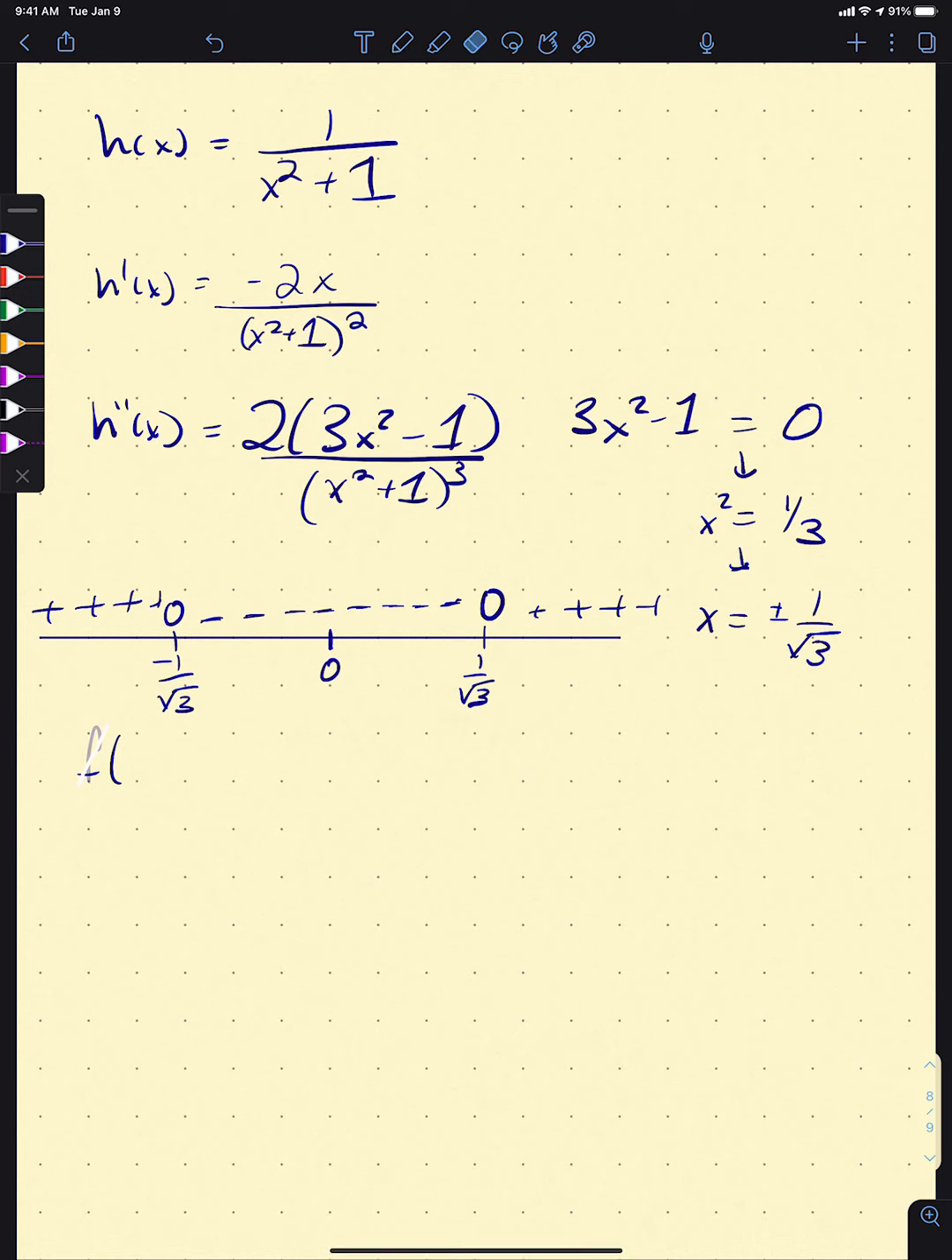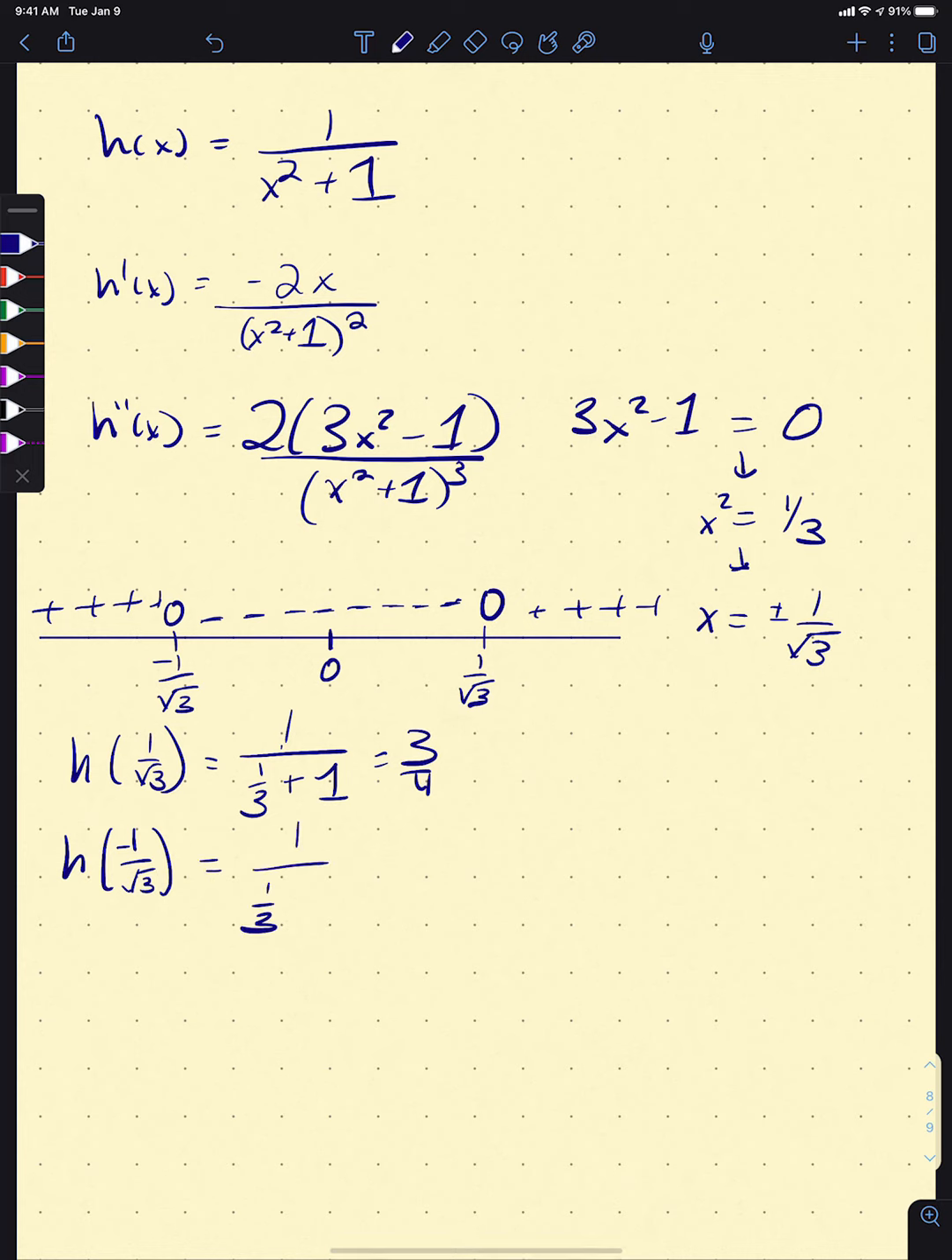So let's just take a look at h of, say, 1 over the square root of 3. It's going to be 1 over a third. I keep saying cube root. It definitely says square root. 1 over 3 plus 1, right? 1 over 3 plus 1 is going to be 1 over 4/3, or 3/4. And actually, 1 over the negative square root of 3 is going to come out to the same thing, right? Because that squared is going to get rid of the negative here, okay?